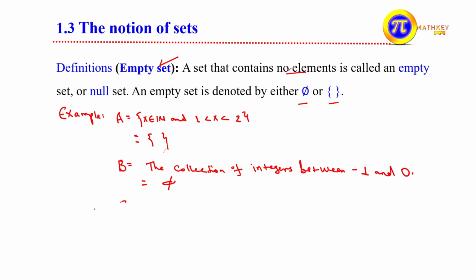For instance, C = {x : x is an element of the natural numbers and x² = 5}. That means we can't find a natural number whose square is 5. Can you find any natural number whose square is 5? It is impossible. This is also an example of an empty set. So we can consider different examples of an empty set.